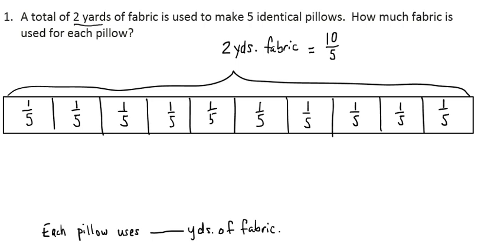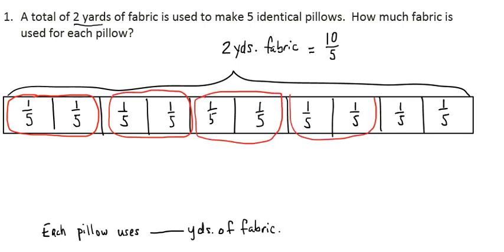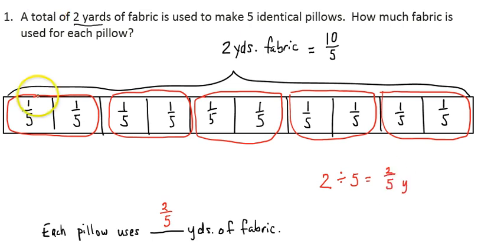Well, since I have 10/5 and I'm dividing the 10/5 into 5 groups, I know there will be 2/5 in each group. So each group represents the fabric that would be used for each pillow. Each pillow uses 2/5 yards of fabric. The division sentence that would match this is taking 2 yards and dividing it among 5 pillows gives us 2/5 yards.